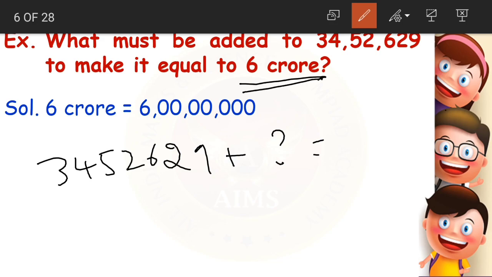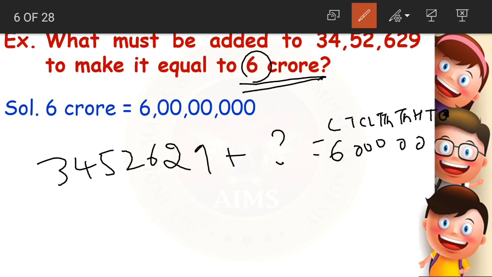How do we write 6 crores, children? I'll tell you. Write the place values: ones, tens, hundreds, thousands, 10,000s, lakhs, 10 lakhs and crores, right? 6 crores. So I'll write 6 in the crores place and all the remaining places will be filled with zeros. 1, 2, 3, 4, 5, 6, 7. 6 followed by 7 zeros will become our 6 crores.